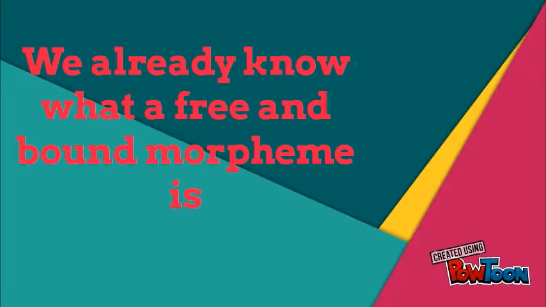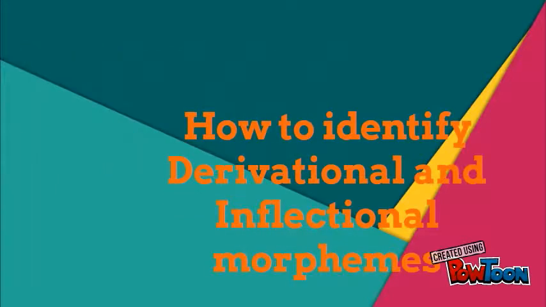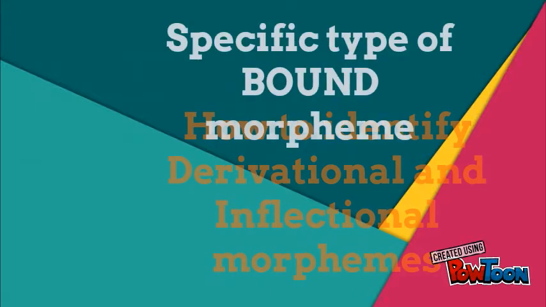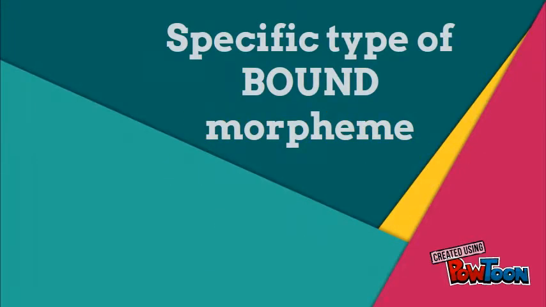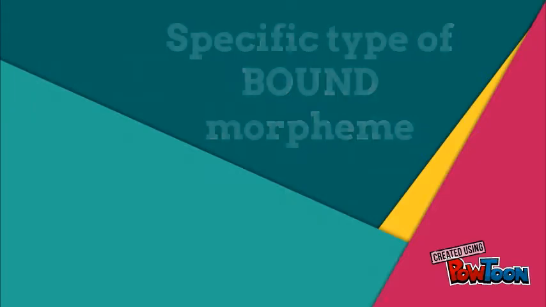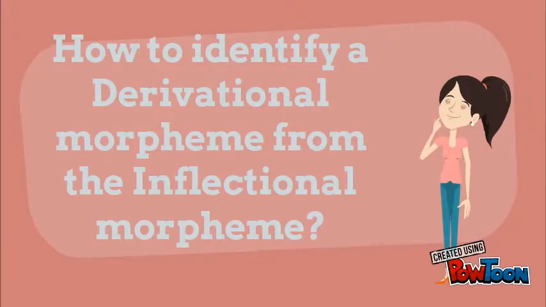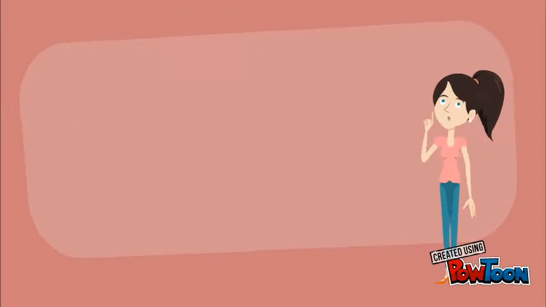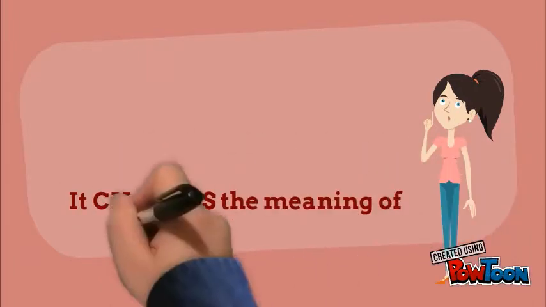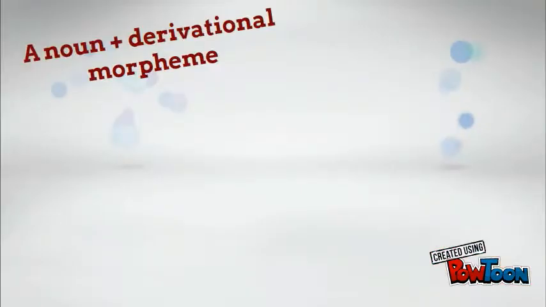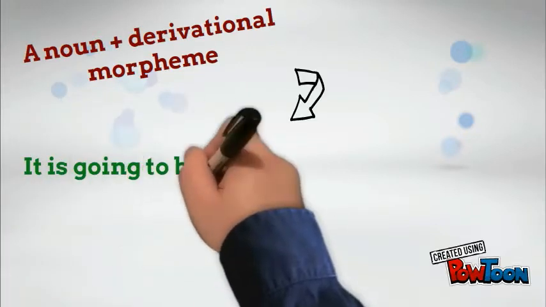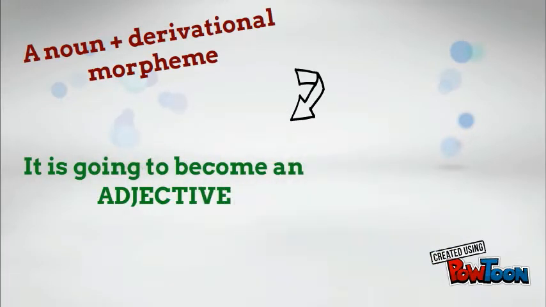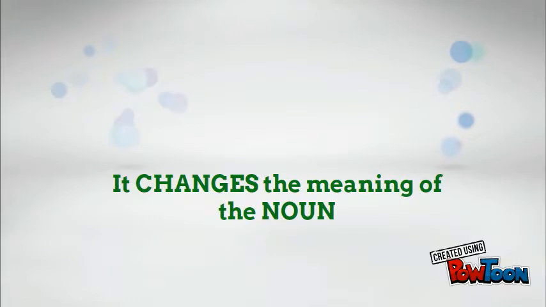Now that we already know what a free and bound morpheme is, let's see how to identify derivational and inflectional morphemes. A derivational and inflectional morpheme are going to be a specific type of bound morpheme. But how to identify a derivational morpheme from the inflectional morpheme? Well, the derivational morphemes are of a different grammatical category, which means that they change the meaning of the free morpheme. For example, a noun plus a derivational morpheme is going to become an adjective because it changes the meaning of the noun, which is the free morpheme.